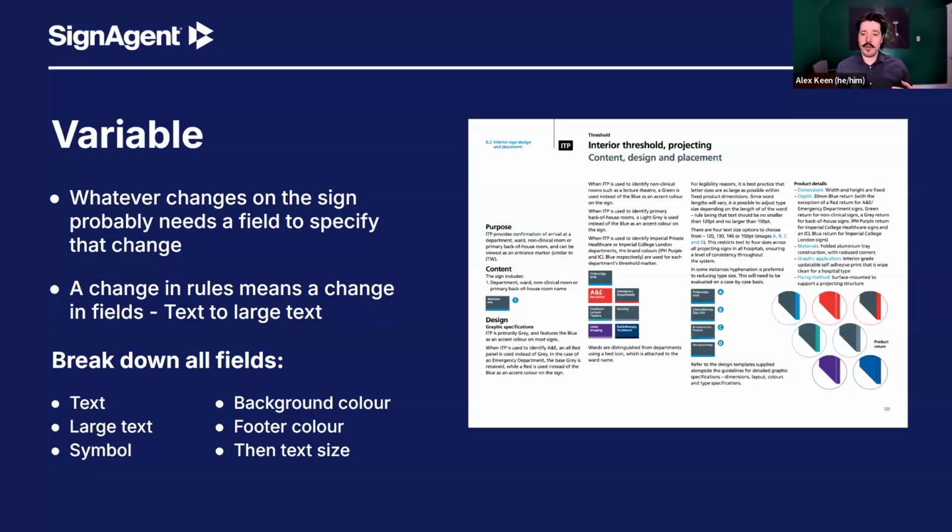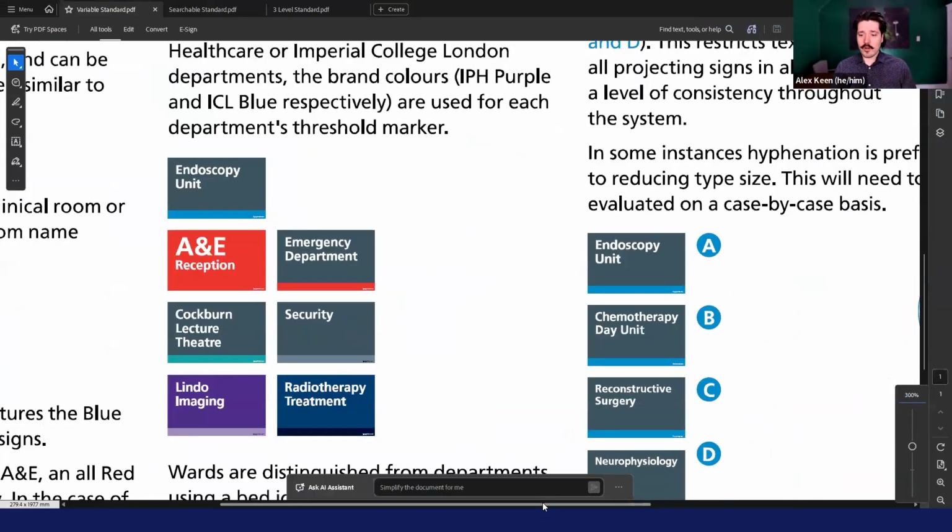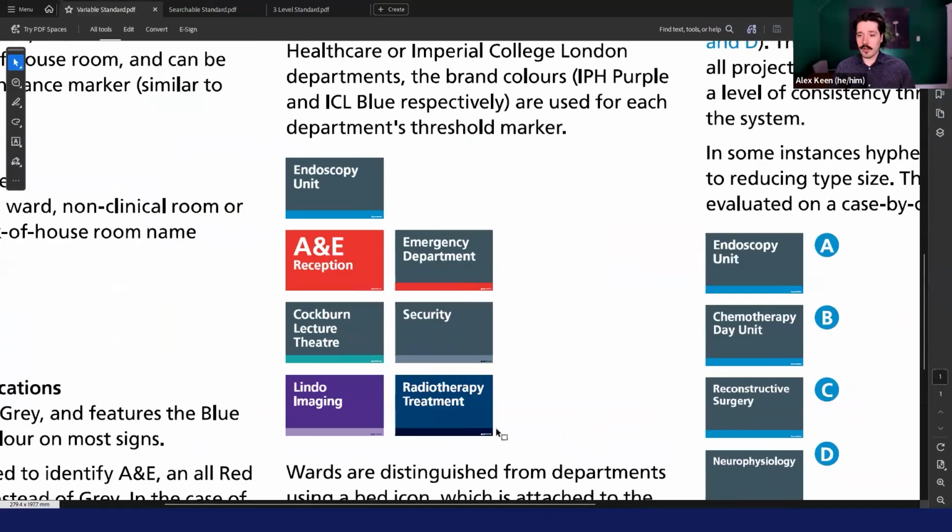So the first thing that Jeff mentioned was variability. What changes from one sign to another? And for this, we're actually going to take a look at some real standards and start breaking this down kind of as we would if we were setting this up in the system. So what we want to think about, and I'm going to bring up a more zoomable version of this, is when we're looking at this artwork, what are the things that change from one sign to another?